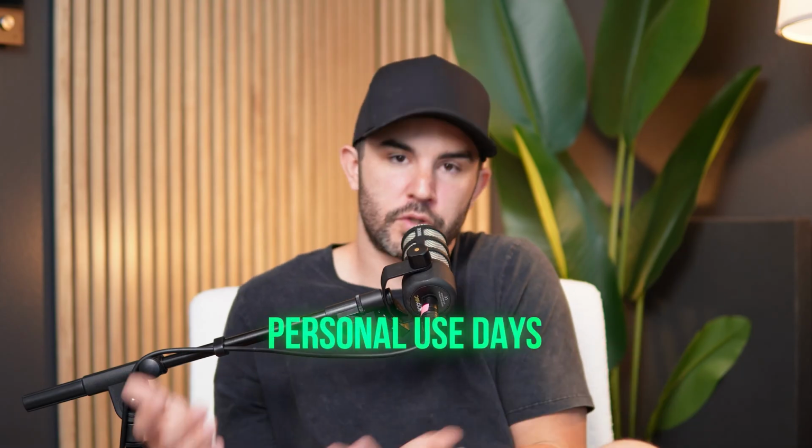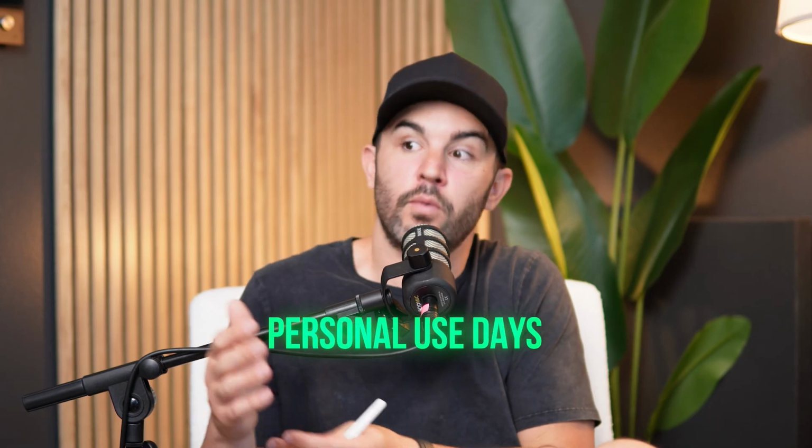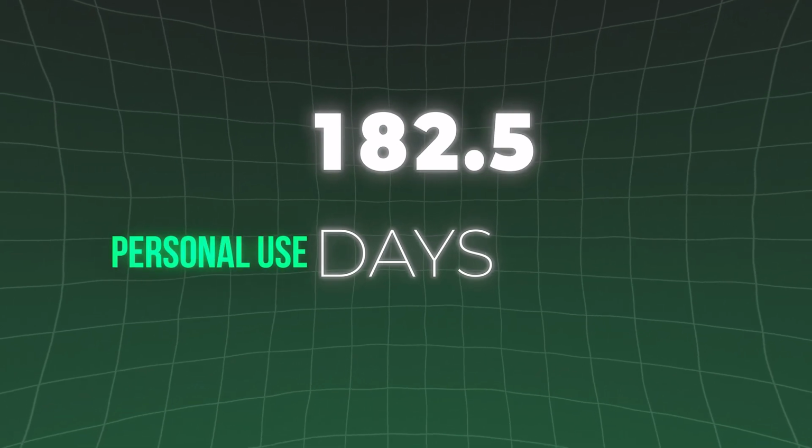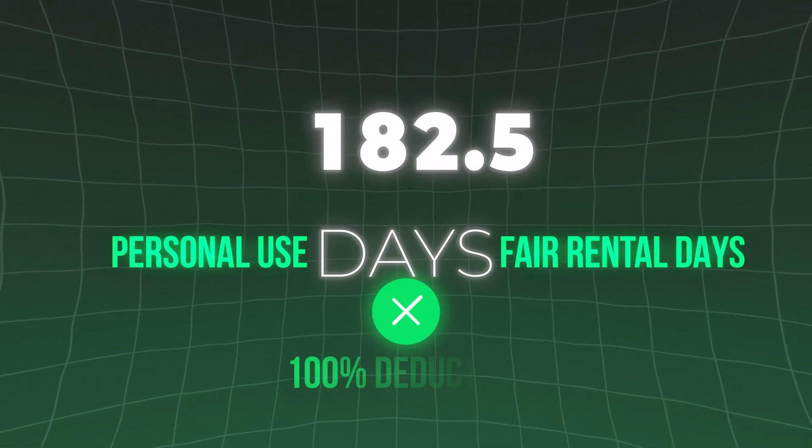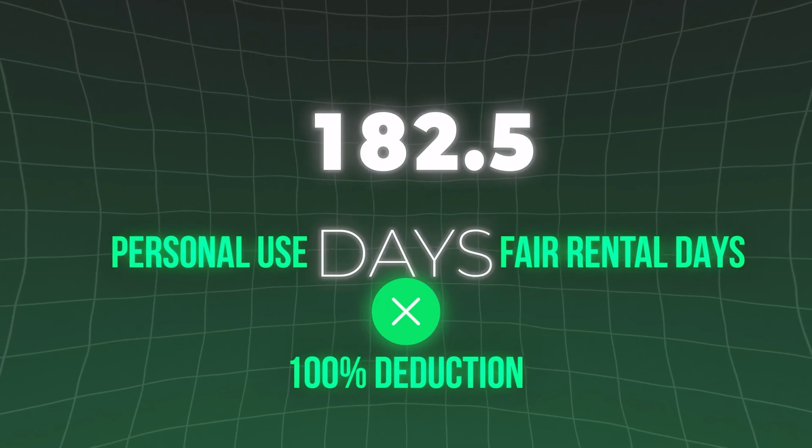Then we move over to personal use days. It's very important that we know what days were used as personal use because, for example, out of a 365-day year, if half of those days were used for personal use and half were fair rental days, we would not be entitled to 100% deductions for something like mortgage interest because we didn't use the property 100% of the time for business use. Part of it was used for personal.